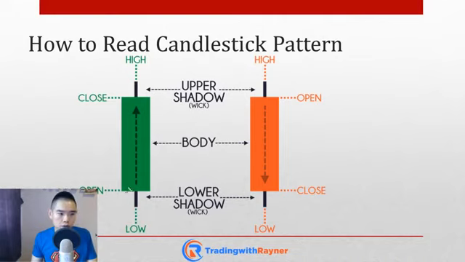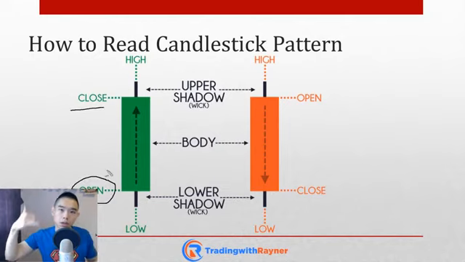So the first one is what we call, when you see a green body candle, a bullish candlestick pattern. It simply means that the closing price is above the opening price. So this means the market has closed higher for the day. That is why it's bullish, right? The price has closed higher for the day.